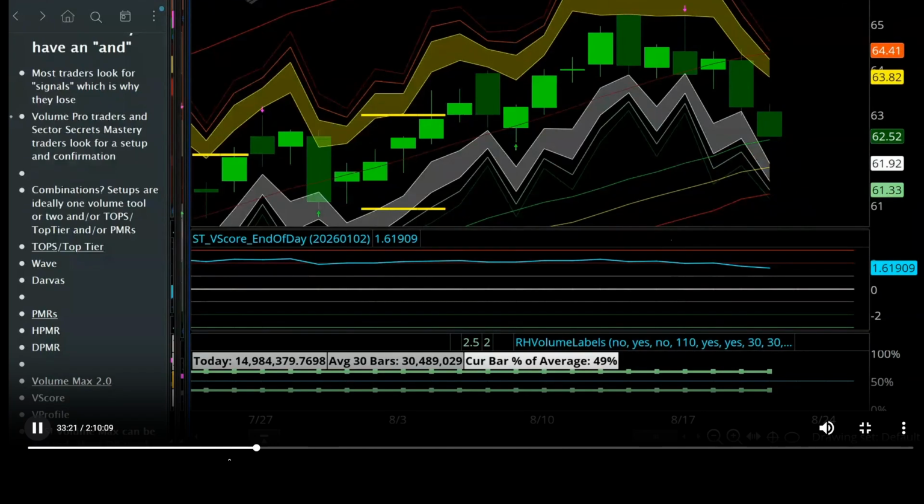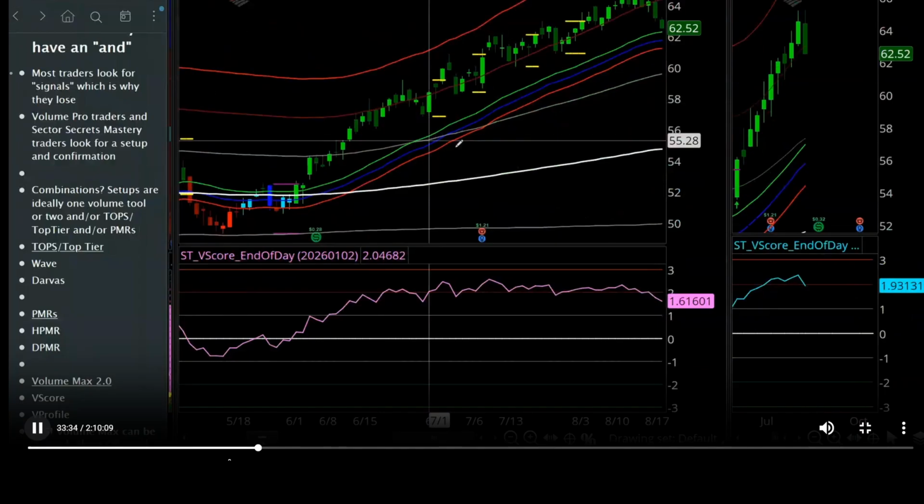But if I were to look for an opportunity on Bank of America, VScore low, and at least the top line of the wave. So there's what a setup looks like. 2 things confirming there's a reason to look for support.